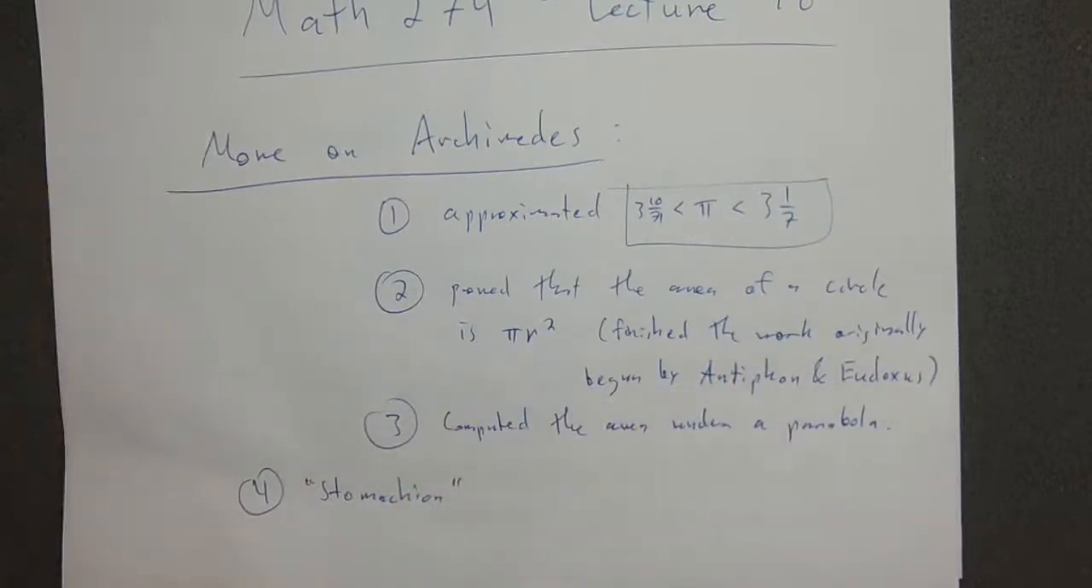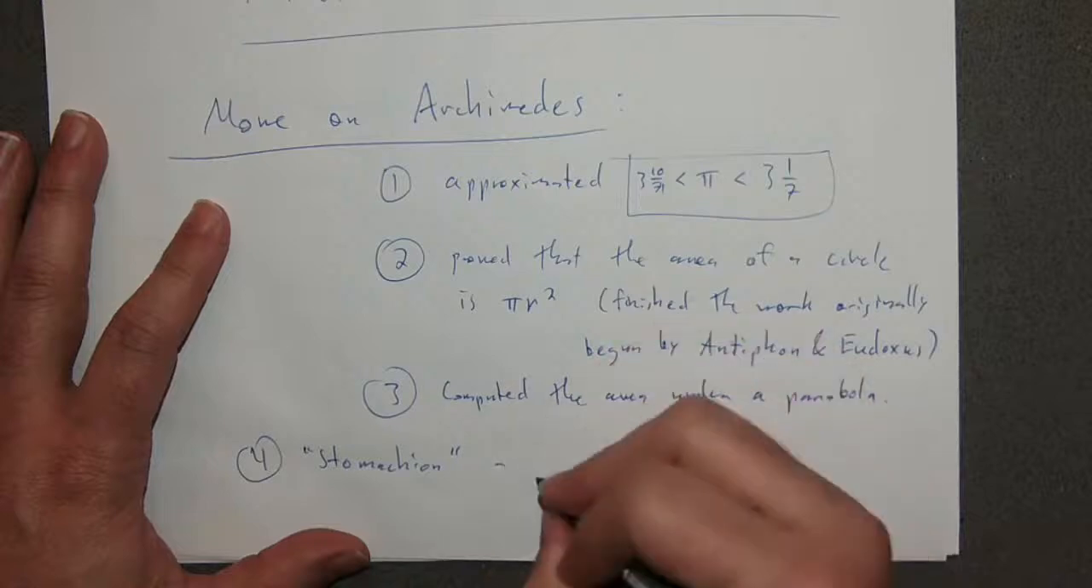So it is one of the earliest, probably the earliest example of combinatorics or combinatorial arguments in math. So the Stomachion is a combinatorial puzzle.